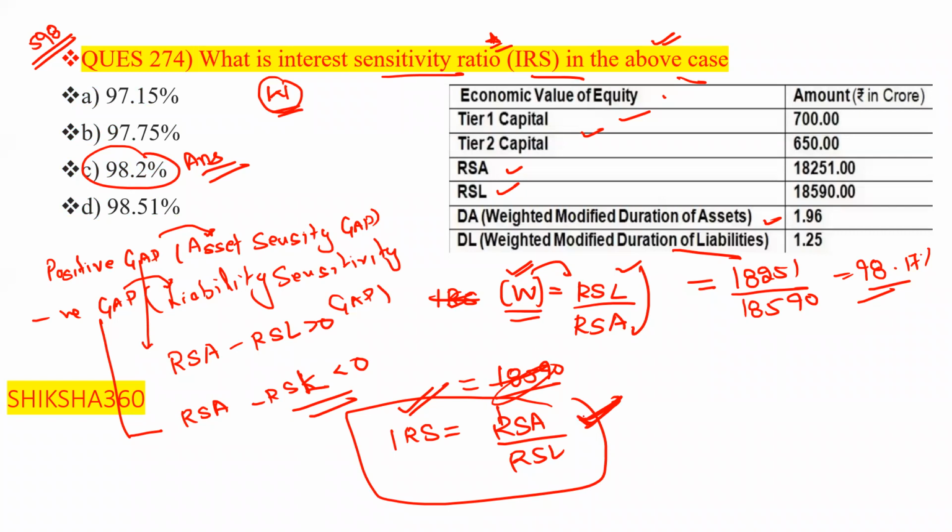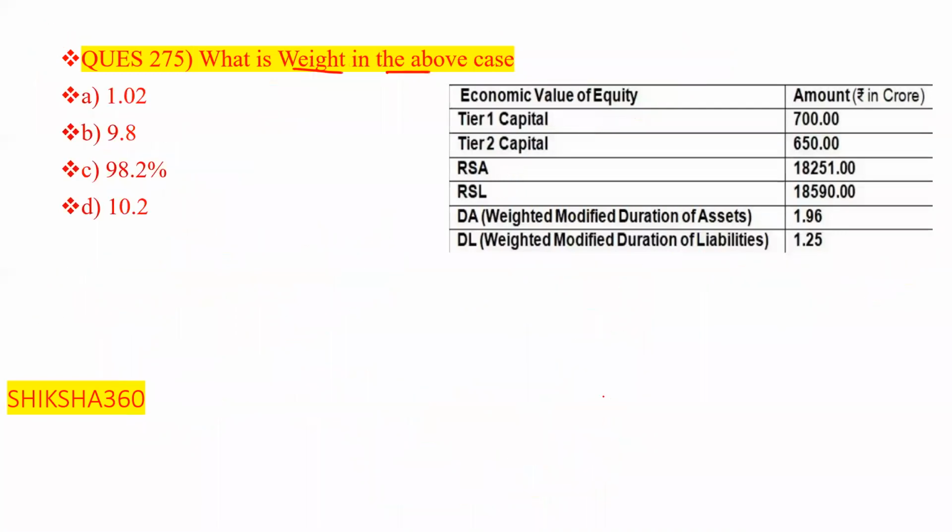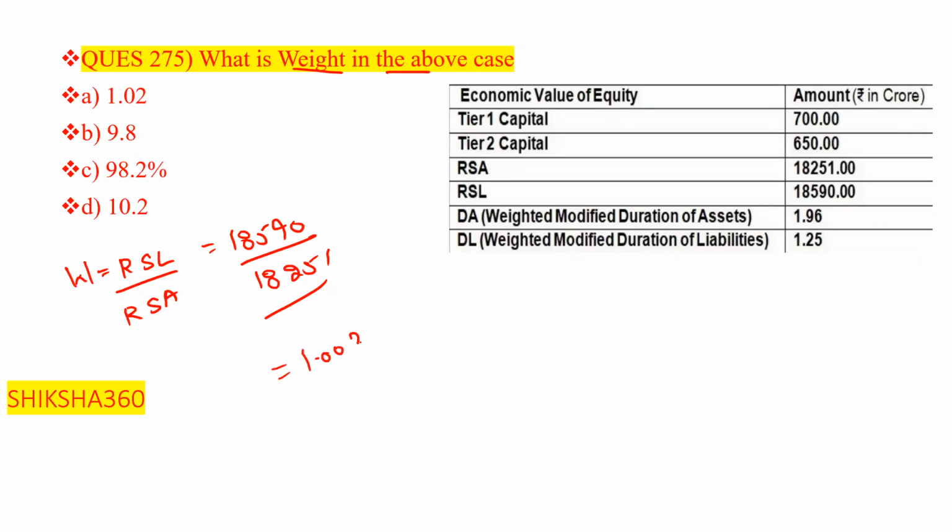So interest rate sensitivity is equal to RSA upon RSL. And what is the weight here? Weight, we know that it is RSL upon RSA. So 18590 divided by 18251, which comes to 1.003. Clear? So we can say that this one is to be our answer.